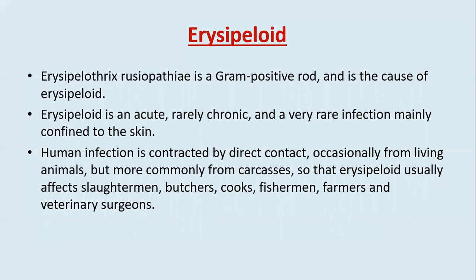Human infection is contracted by direct contact, occasionally from living animals, but more commonly from carcasses, so that erysipeloid usually occurs in slaughtermen, butchers, cooks, fishermen, farmers, and veterinary surgeons.